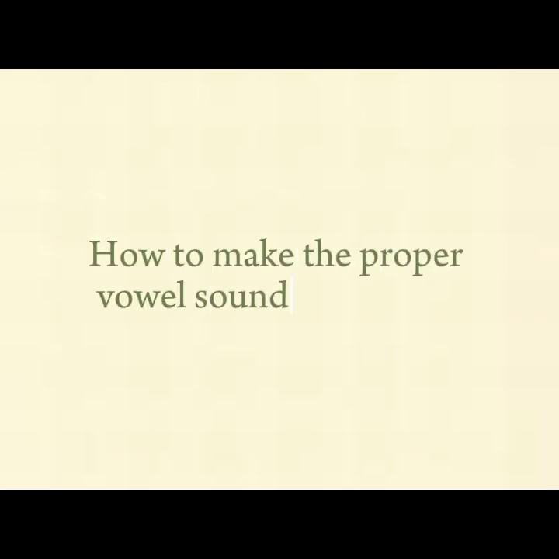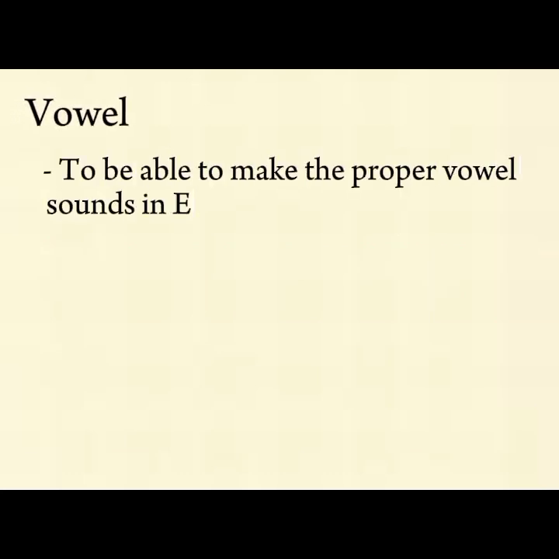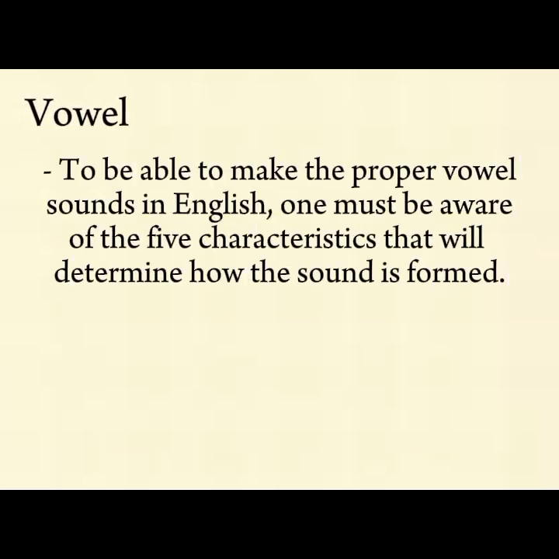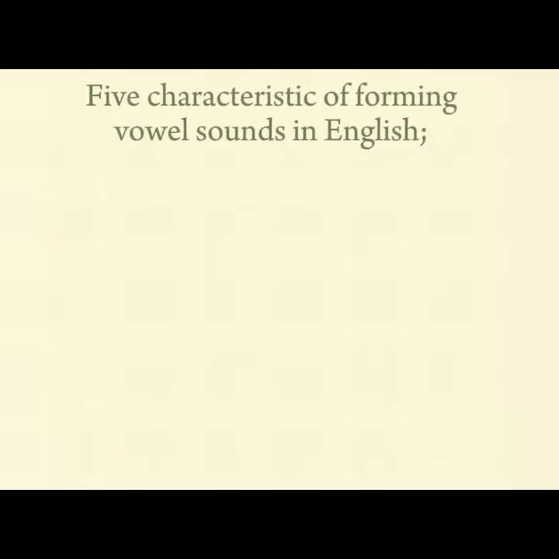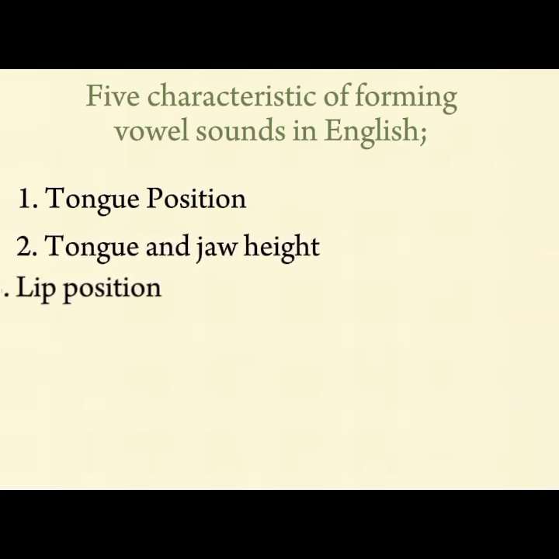Let's proceed to vowels. First, I'm going to discuss how to make the proper vowel sounds in English. To be able to make the proper vowel sounds in English, one must be aware of the 5 characteristics that will determine how the sound is formed. So, first we have the tongue position. Second, tongue and jaw height. Third, lip position. Fourth, tension. And last, length.